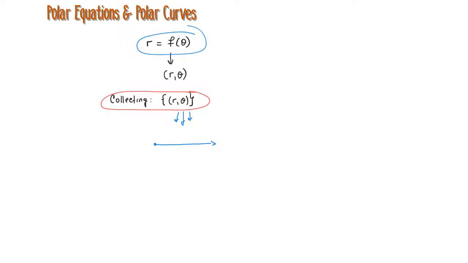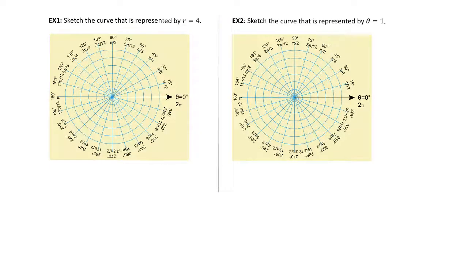I am not going to say that they're easy to sketch. You're going to see it's going to get tricky, it's going to get a little bit messy, but at the end, you're going to have beautiful, beautiful shapes. Let's go ahead and start sketching. We're going to start with something that is fairly straightforward. Example 1. It is asking us to sketch the curve that is represented by r equals 4.